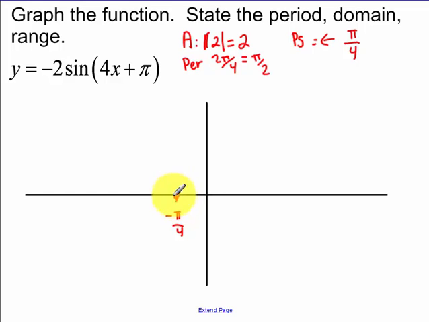And sine starts on the x-axis. From this pi over 4, I add and subtract one period. So if I add pi over 2, we end at positive pi over 4. And then if I subtract pi over 2, we are at negative 3 pi over 4.